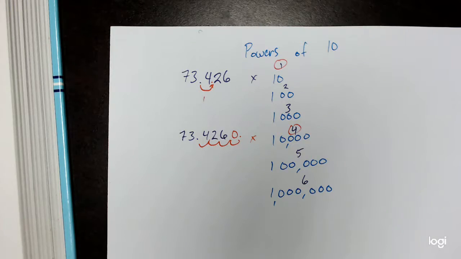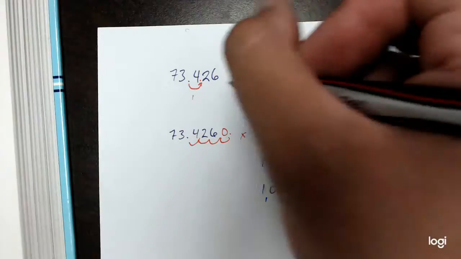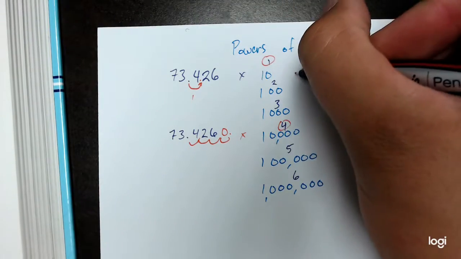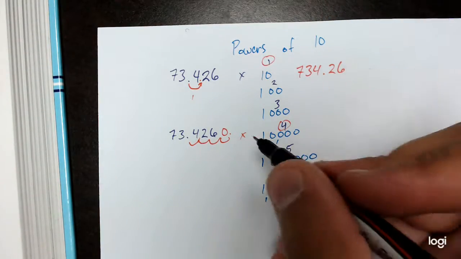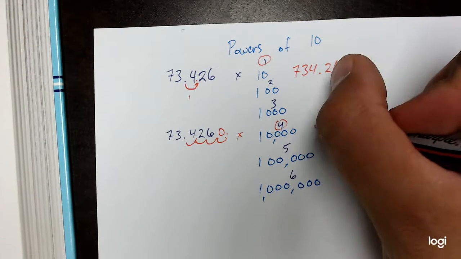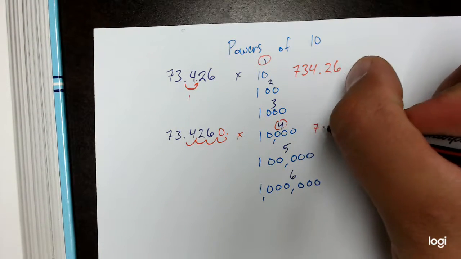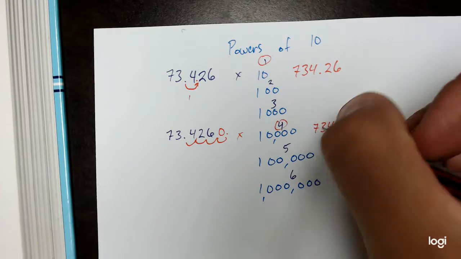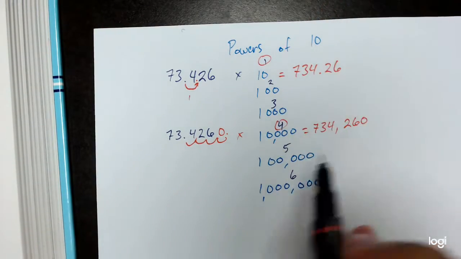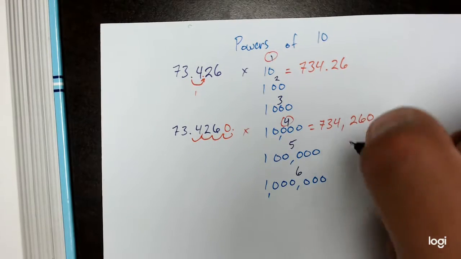734,260. So let's see what happens on the other end here. So this times 10 is going to move 1 decimal place, and it will become 734 and 26 hundredths, right? This one times 10,000 actually ends up becoming 734,260. Right? So is everyone seeing how that works?